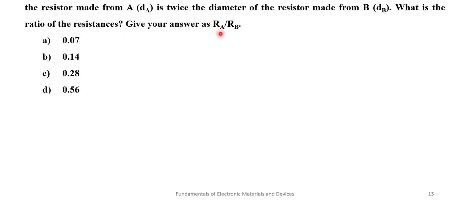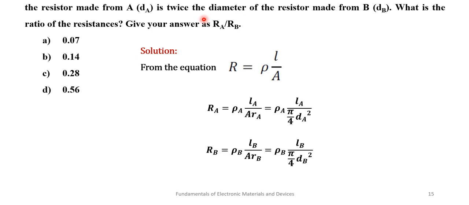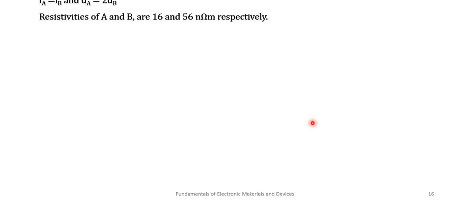So we know that R is equal to rho into L by A, and you can denote them as RA and RB. So here we have RA is equal to rho A LA by the area of A, and similarly for B. Based on these, the lengths are same, so LA is equal to LB. That is fine. Then we don't know rho A and rho B, right? The resistivity is 16 and 56, and we have to find out RA by RB. So based on whatever is given in the question, you'll have to start substituting. First is length is same, so LA is equal to LB. Next is the diameter of the resistor made from A is twice the diameter of resistor made from B. For example, if dB is some x value, dA will be twice. So using that relation, now you'll have to substitute LA is equal to LB and dA is equal to 2 times dB.